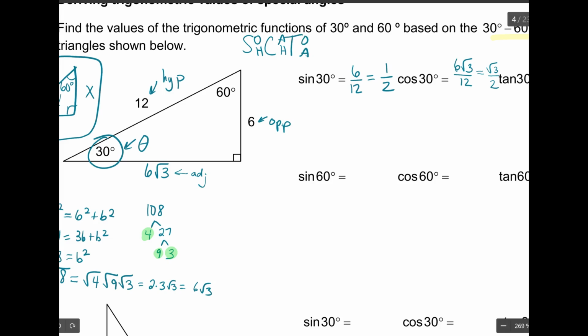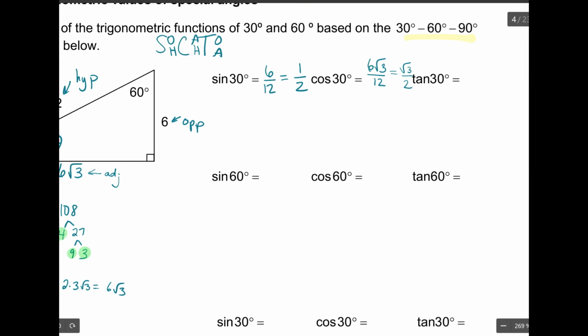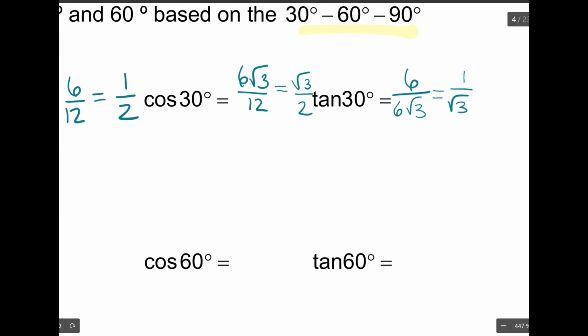TOA. Opposite over adjacent. 6 over 6 root 3. So if I simplify this, I have 1 over root 3, but that's not going to fly. What do we need to do? Root 3 over 3. Cool. Exactly.